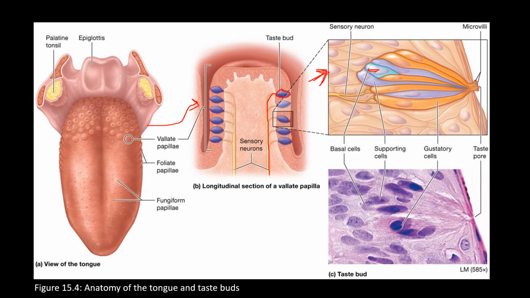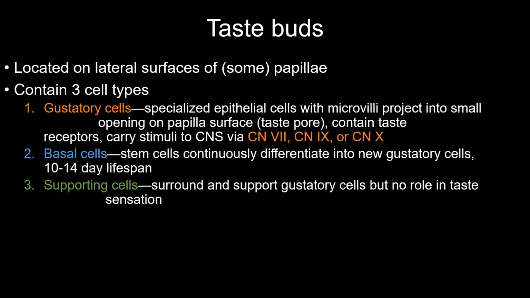And then you'll have the supporting cells right here. And these supporting cells surround gustatory cells. They provide physical support for the gustatory cells, but they do not do anything for actually taste sensation. So as I said, yes, gustatory cells, basal cells, supporting cells in the taste buds. This just puts all of that in text so you guys don't have to keep pausing and re-listening to that presentation.